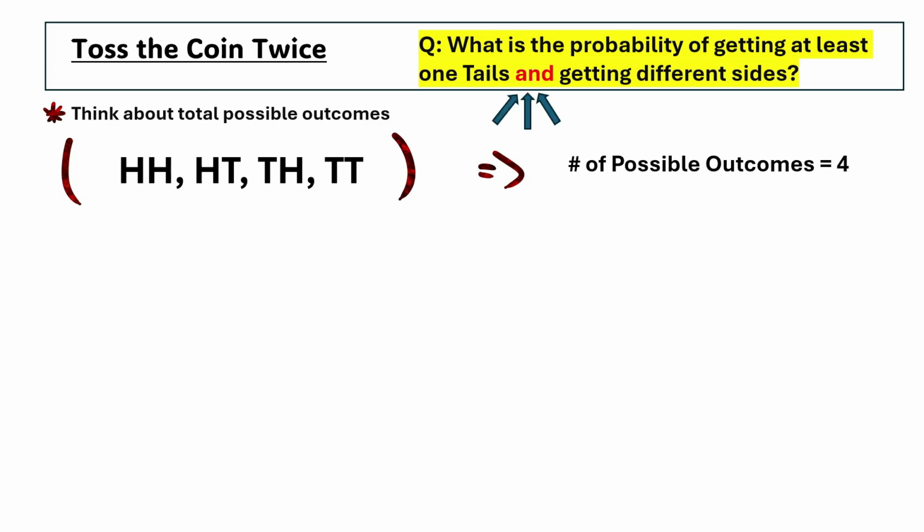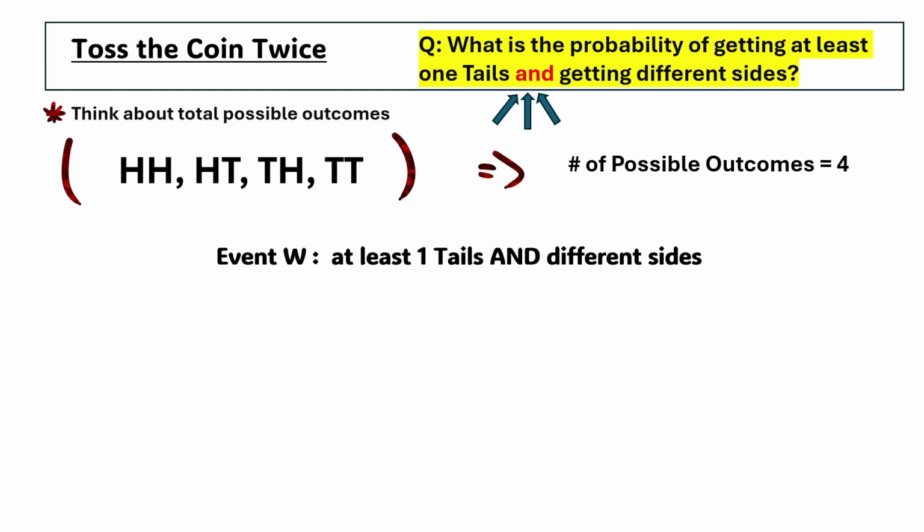So we're trying to find the probability of event W, which is getting at least one tails and getting different sides after 2 tosses. Since we now have an AND statement, we want to figure out if and when the 2 individual events can be satisfied at the same time. To figure that out, note that just like before, the individual event getting at least one tails is satisfied with any one of these 3 outcomes. And the other individual event is satisfied with these 2 outcomes.